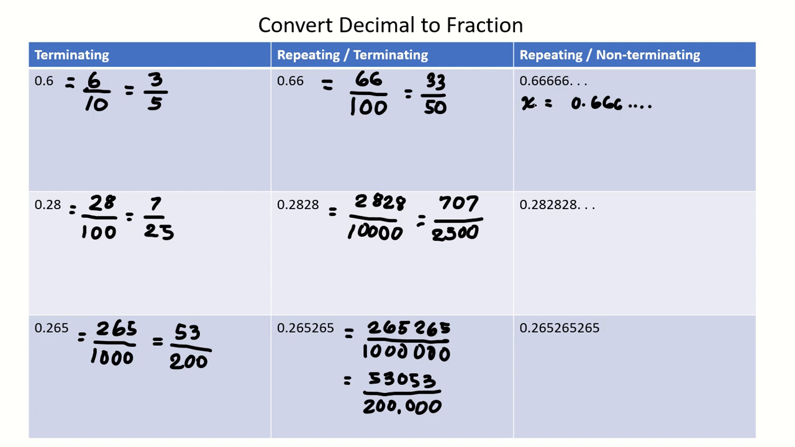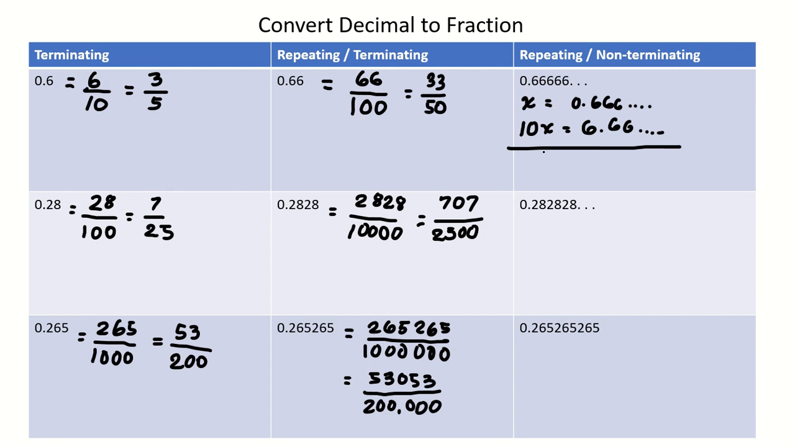So what we'll do is we're going to multiply x by the power of 10 corresponding to the number of repeating parts. So in this case 1, so in this case power of 10 with 1 zero, so that's 10. So 10x equals, if we multiply this by 10, it's going to be 6.66 repeating. And what we'll do next is to subtract the first equation from the second equation.